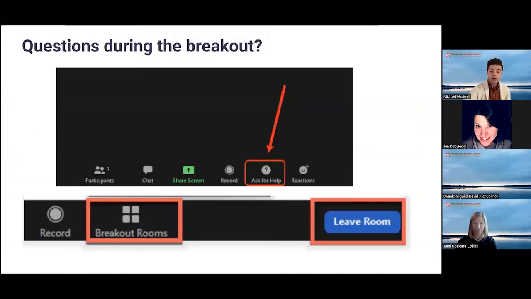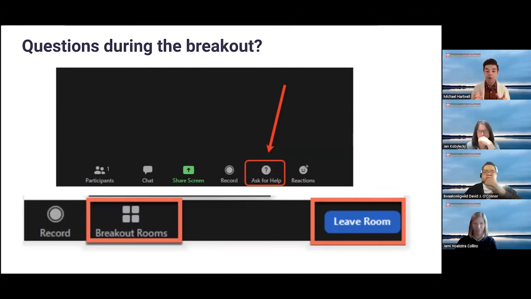And then if you need to ask for help, you'll notice also at the bottom of your screen, there's a little circle with a question mark in it. Click that to ask for help. Jen will graciously help you make sure that you get where you want to go and you're not just floating awkwardly in cyberspace.